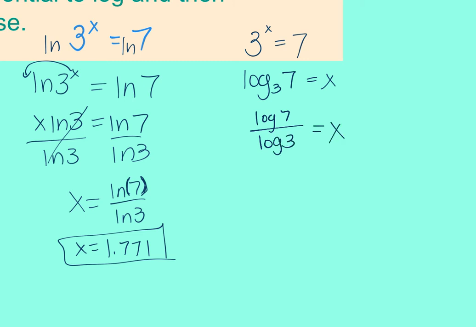And that would give you the same as ln of 7 over ln of 3, right? Log of 7, ln of 7 are the same. Log of 7 over log of 3 would be the same as ln of 7 over ln of 3. You'd get the same answer.